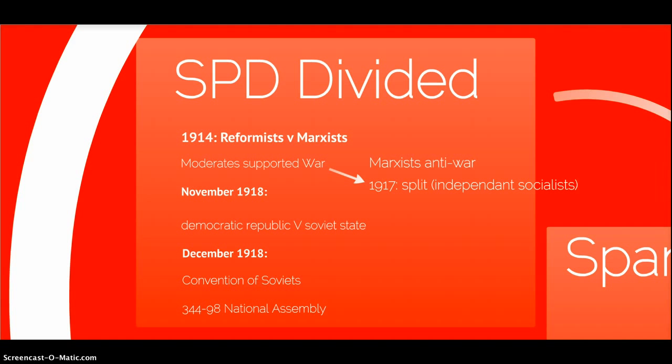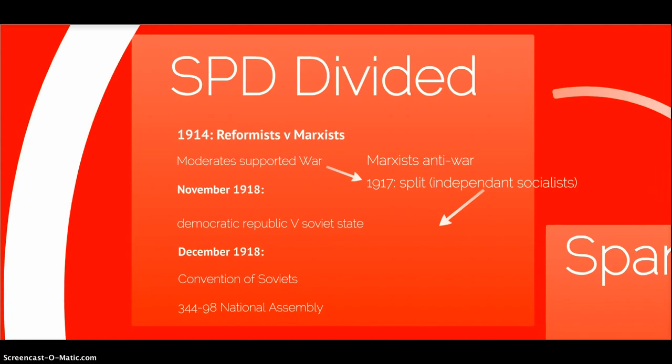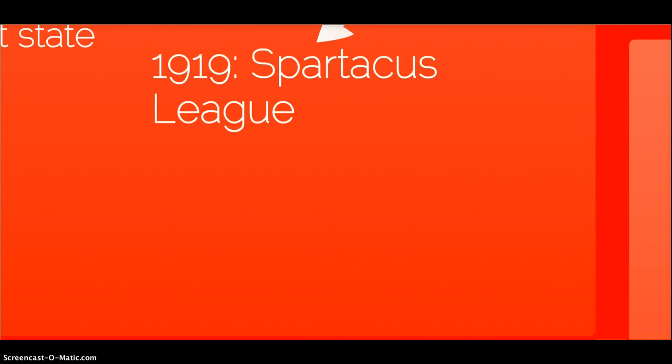So the hardline, more extreme Marxists lose this vote. Well, they aren't happy about it. And the more extreme left-wing elements split away from the USPD, split away from the Independent Socialists, and they form the, drumroll, the Spartacus League. In 1919, they formed the Spartacus League.